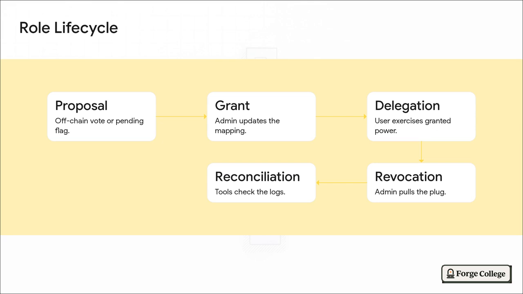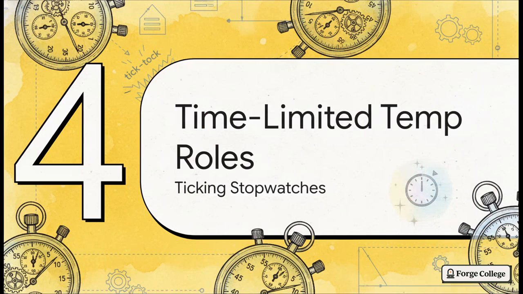Third, we have the use or delegation phase, which is where the user actually gets to exercise their new power. Fourth is revocation. And this is a totally crucial step for when your intern accidentally pushes terrible code to main and you need to pull the plug immediately. Finally, step 5 is post-event reconciliation, where your off-chain tools check the logs to ensure no unauthorized grants somehow slip through the cracks.